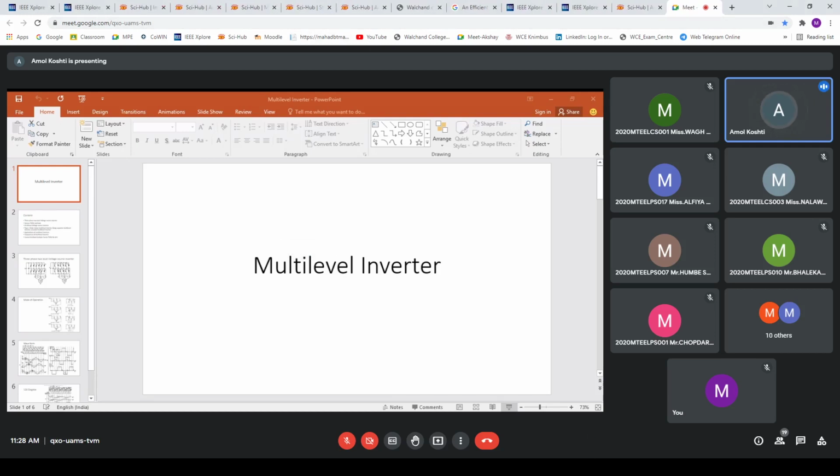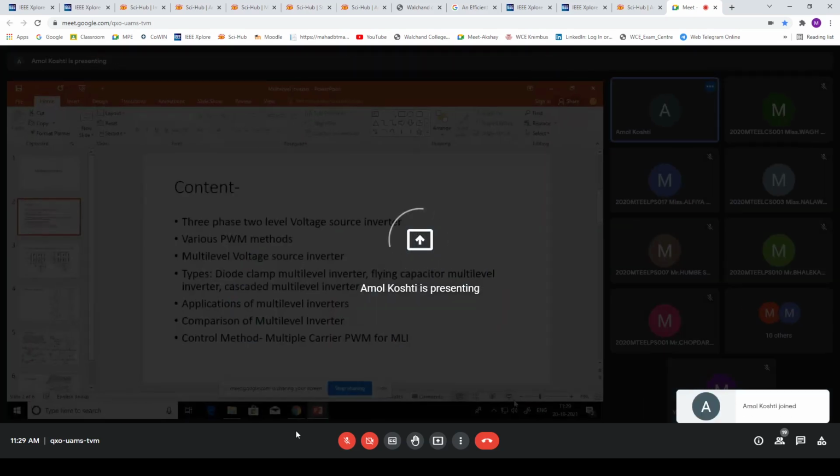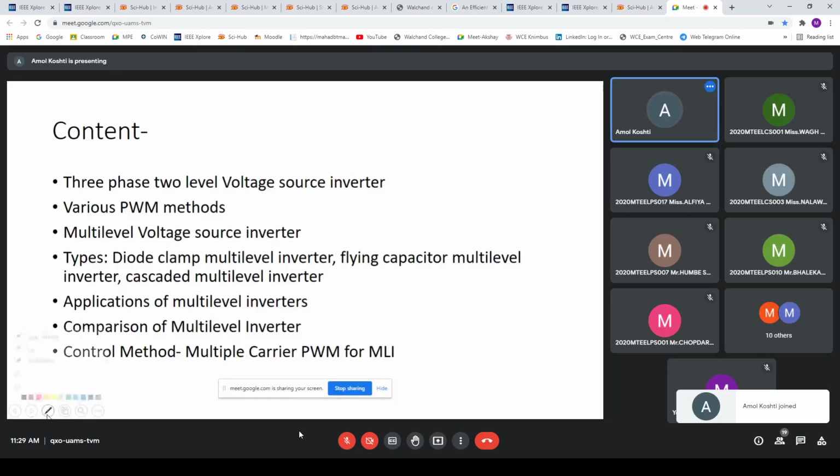Hello, is the screen content visible to everyone? No, sir. Only the first slide is visible. Yes. I will share the entire screen. Okay, so I will repeat for you again. These are the contents. Coming to that content first, I hope now it is visible. If there is an issue, you can just unmute and talk.